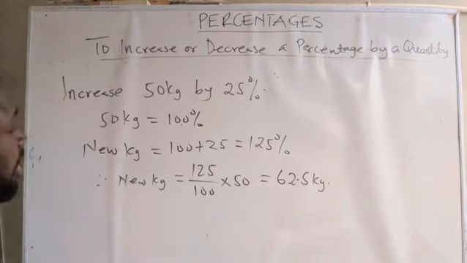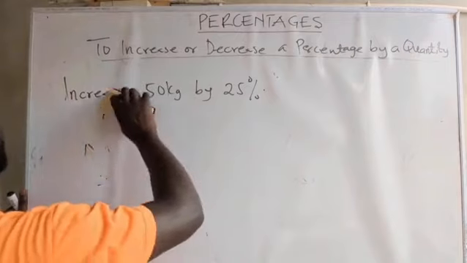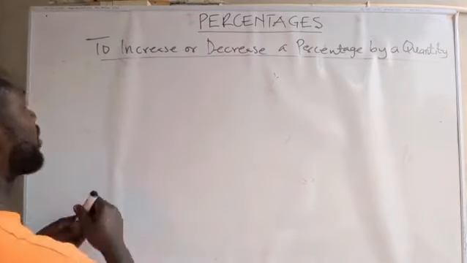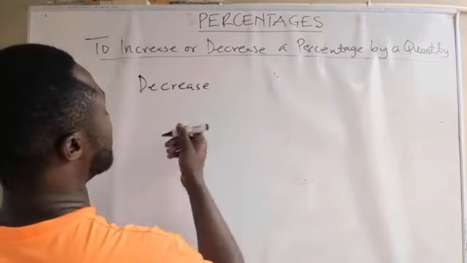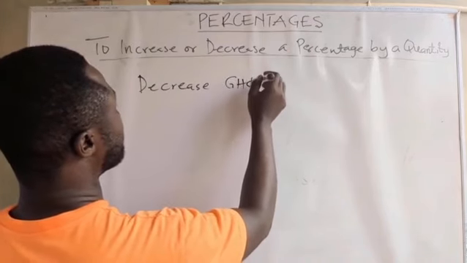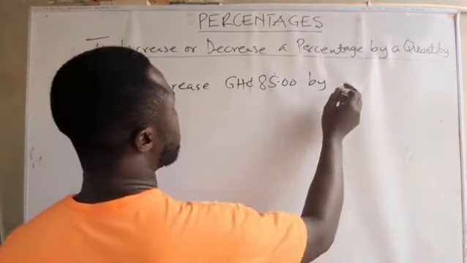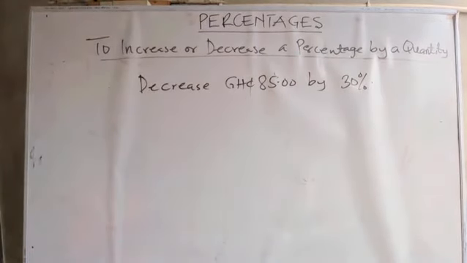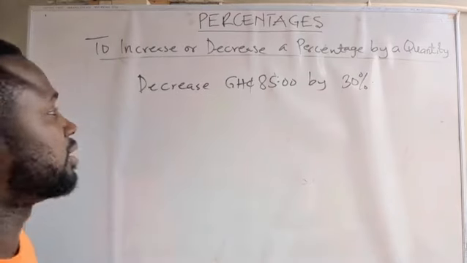Alright, let's look at another question where we are going to do the decrease. I know you get it. Decrease 85 cedis by 30%. Let's say I'm selling something. It's 85 cedis and I want to reduce the price by 30%. How would the new price be?